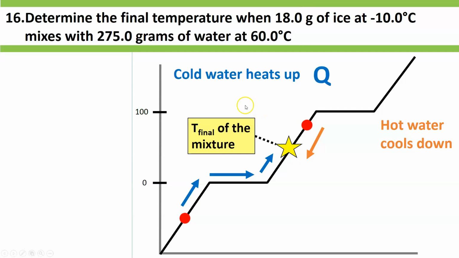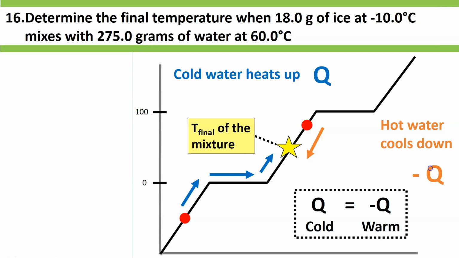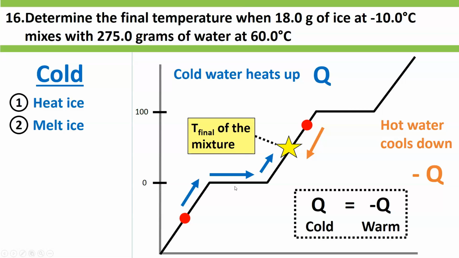So, if the cold water heats up, Q, and the hot water is cooling down, negative Q, we're going to end up with a Q equals negative Q calorimetry problem. We're mixing two waters together. We just have to phase change it somewhere in the middle, right? Just a few more pieces happening over here. So like we did before, let's list the segments that we'll use. For the cold section, we'll heat up the ice with line 1. We will melt the ice with line 2. We will heat the water up a little bit.